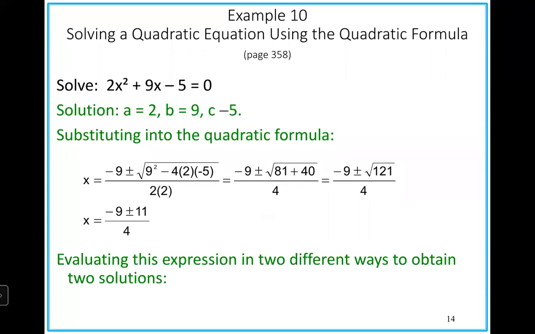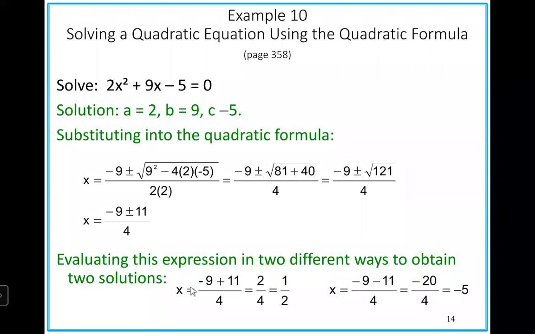Because we have a plus or minus here, that is telling us that we have two possible answers for this. So this is going to be negative 9 plus 11 or negative 9 minus 11. So that's how you see it.